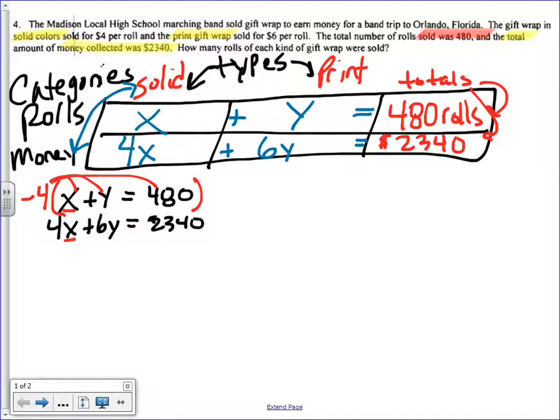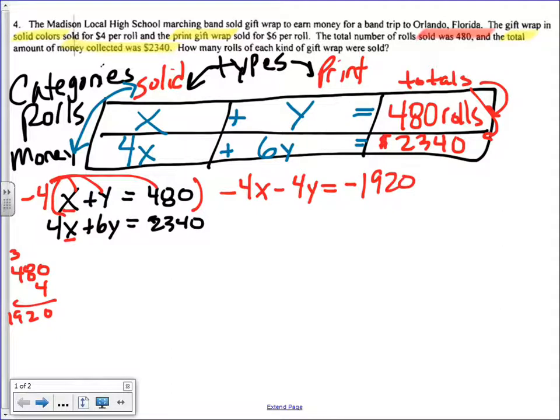Okay? So that's going to give me negative 4x minus 4y equals, I'm going to do some margin math here, 480 times 4, 1920. But it's negative 1920. And then the bottom equation doesn't change because we didn't do anything to it. But most importantly, we now have our inverses. That's what we need in order to combine them, so let's do it.